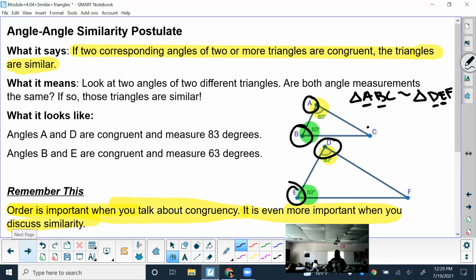All right. Also, if you didn't realize, this little squiggly right here means similar. Kind of like a sideways S if you think about it. That means similar versus the congruent symbol. All right. Questions?